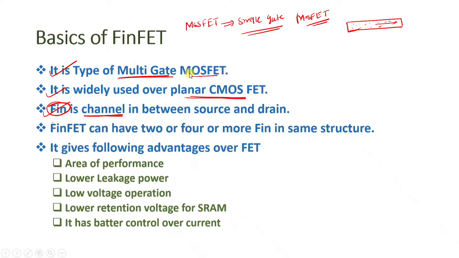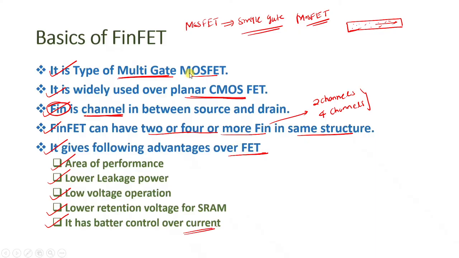FinFET can have two or four or more fins. So it can have two channels or four channels on the same structure. So it can give advantages over the normal planar FET. What are the advantages? Area performance, low leakage power, low voltage operation, low retention voltage for SRAM, and better control over current. This is the main advantage of FinFET over normal planar FET.